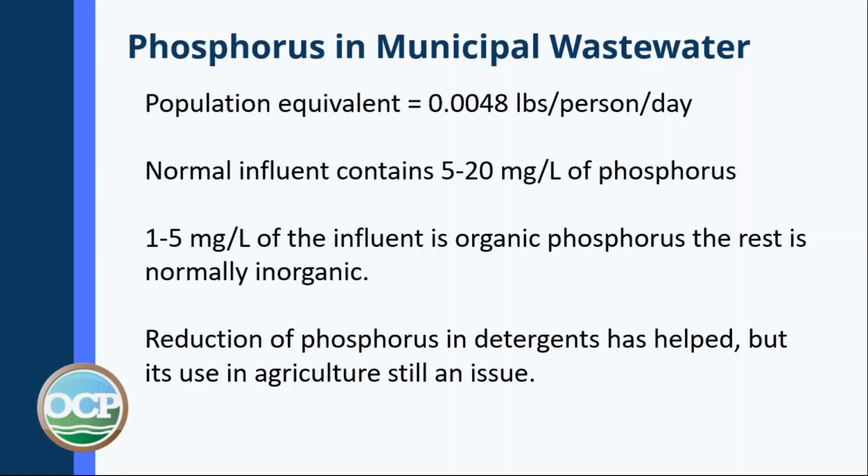1 to 5 milligrams per liter of the influent is organic phosphorus. The rest is normally inorganic. Reduction of phosphorus in detergent has really helped, but it's still in use in agriculture as a fertilizer, and during runoff from the fields, you can get it into the water.